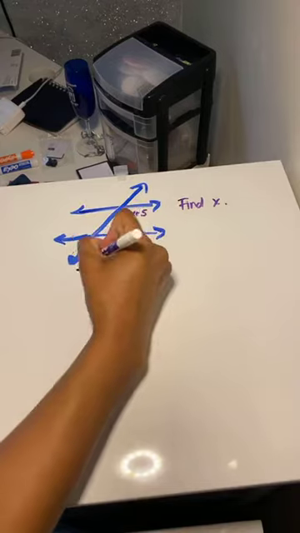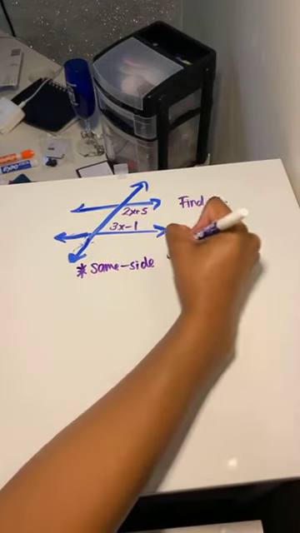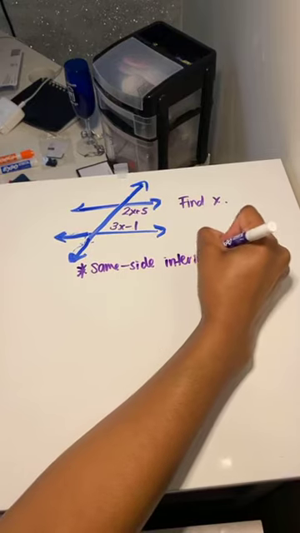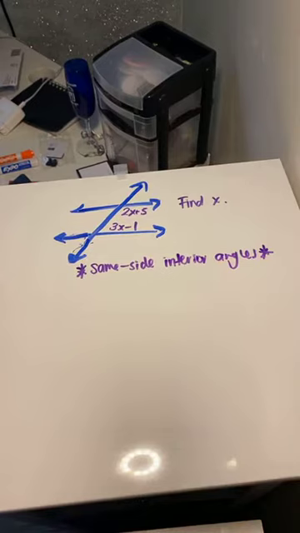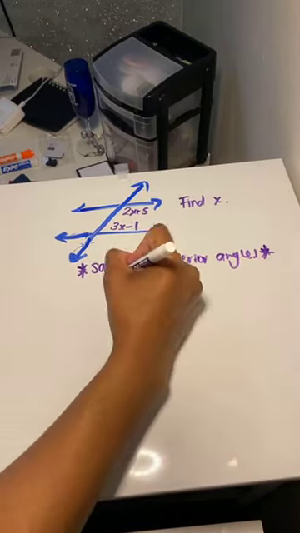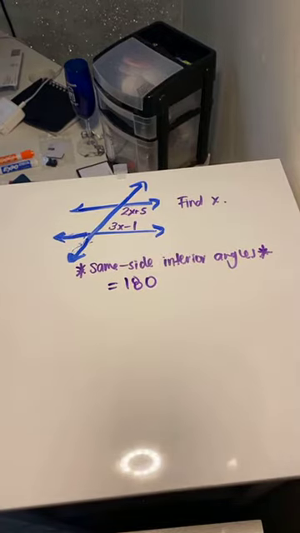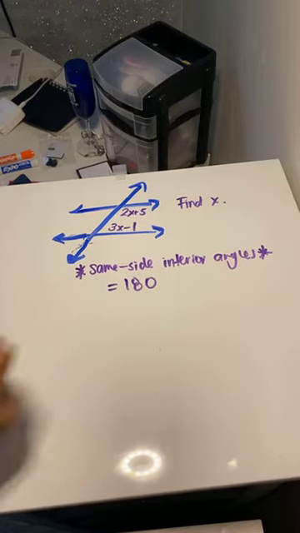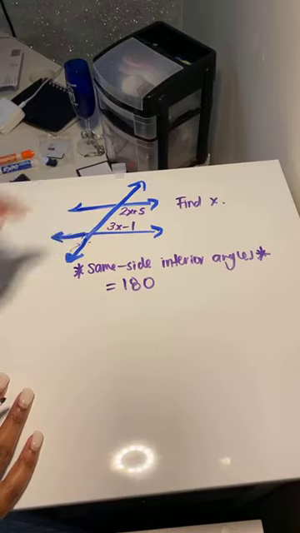So your first step is to note that I have same side interior angles. Okay? And that means that they're equal to 180 when I add them. Everybody good so far? So all I'm going to do is take this top number, add it to the bottom number, set it equal to 180.